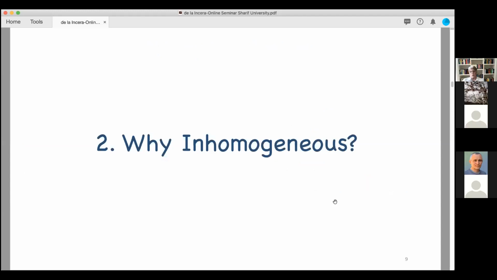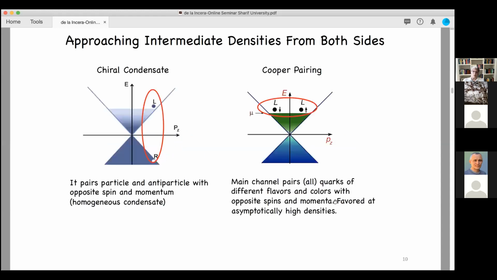So why inhomogeneous phases? Okay, so we already see that quark matter is not a crazy theoretical idea. There are arguments in favor of it, but there are many phases of quark matter. So my argument is that probably the phase would be inhomogeneous. The reason for that is what I want to discuss.